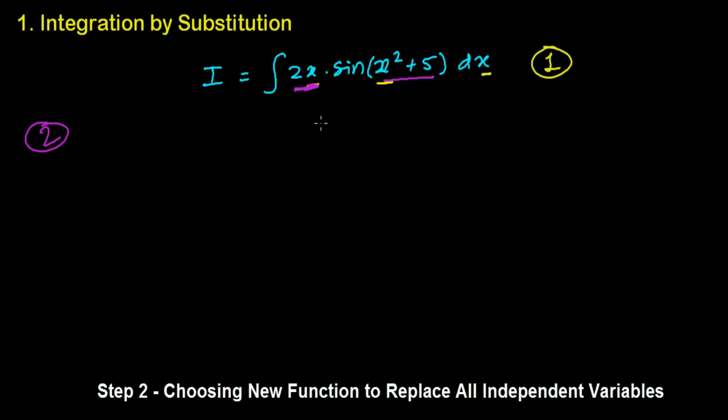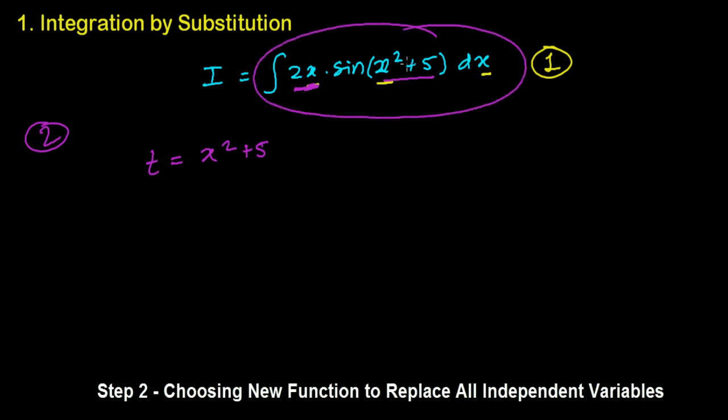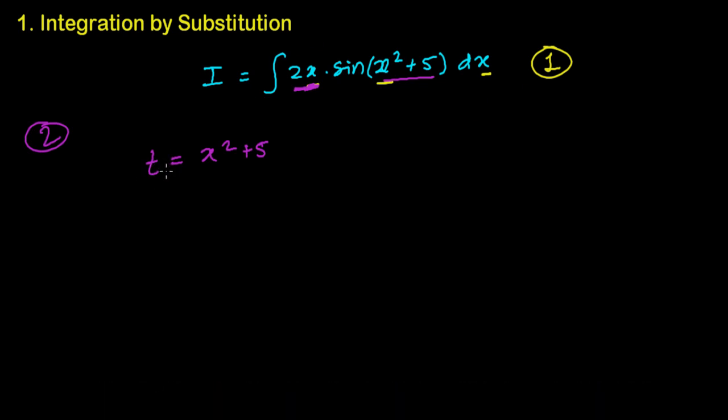So I'm supposing here, let's say, t equals x squared plus 5. Always choose a new function in such a way that it can replace the whole function in terms of it. I'm going to replace this whole thing in terms of t. Everywhere x will be replaced by t. So always choose in that way. That's your main motto: choose in such a way that everything gets converted into the t format.